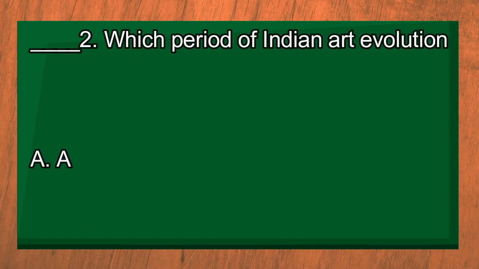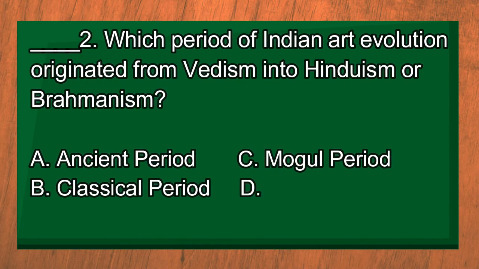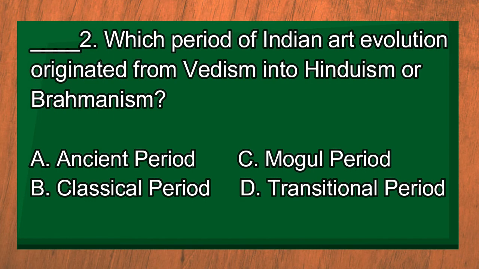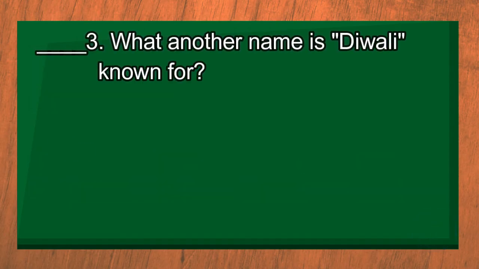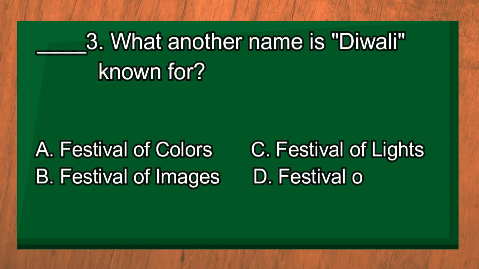Which period of Indian art evolution originated from Buddhism into Hinduism or Brahmanism? A. Ancient period, B. Classical period, C. Mughal period, D. Transitional period. What another name is Diwali known for? A. Festival of Colors, B. Festival of Images, C. Festival of Lights, D. Festival of Sounds.